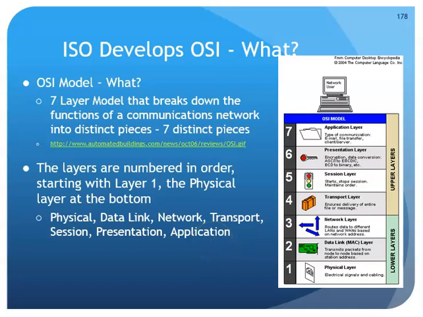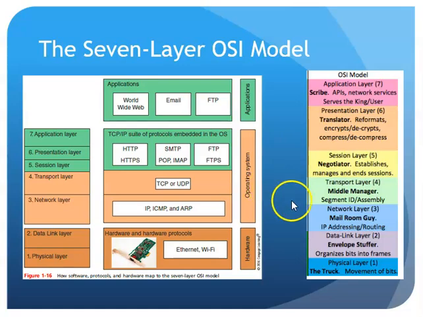There are some mnemonics you can use to get the layer numbers in order, and that can be helpful. Here's another picture of the OSI model. Here are the OSI model layers here, and OSI model layers here as well. So I have a couple different options, whatever seems to work for you.